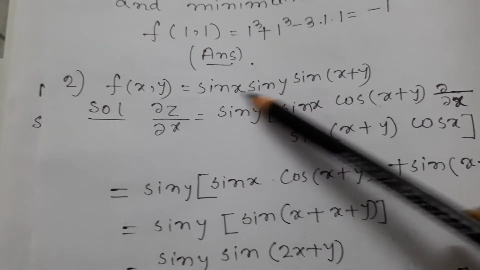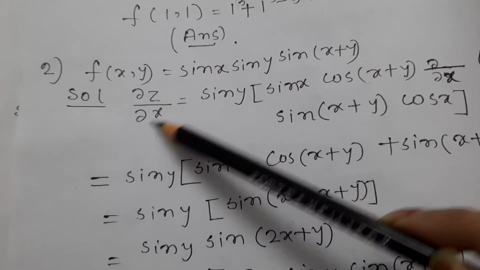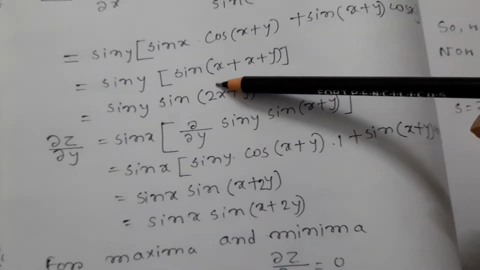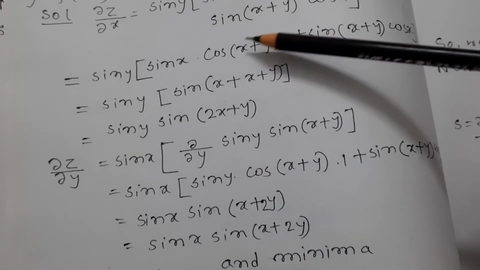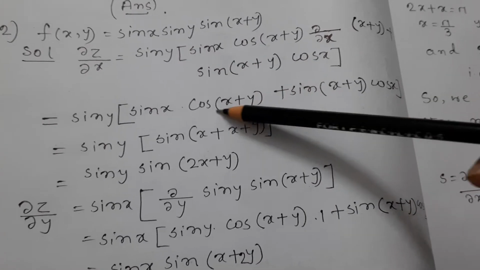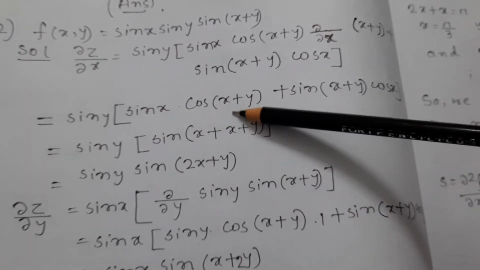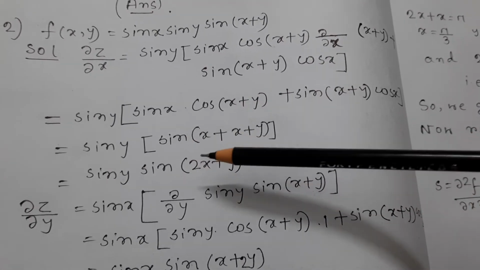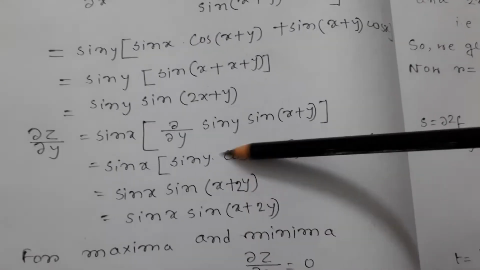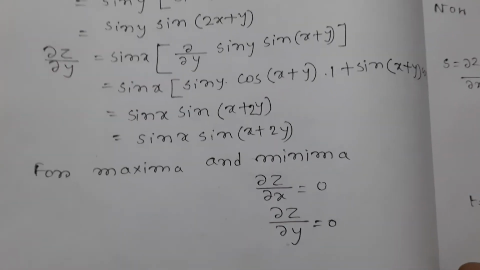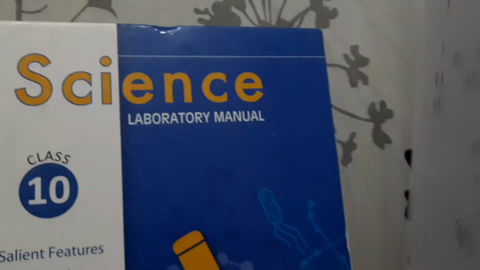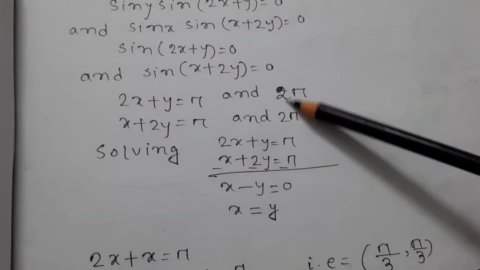And the second example, with sine and cos. Here is our equation. At first find the two partial derivatives and put both equal to 0. Basically, sine a cos b plus sine b cos a, the formula is sine of a plus b, same here. After that, for maxima and minima, these two will be 0, so this one equal to 0 and this one equal to 0.